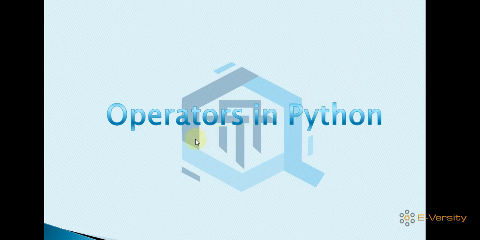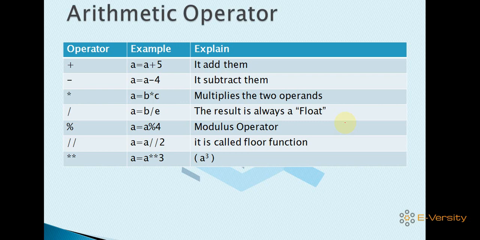Hello everyone. So now we are discussing operators in Python. There are so many types of operators in Python. We will discuss one by one. So first is the arithmetic operator. Basically, the arithmetic operator is used for performing arithmetic operations.